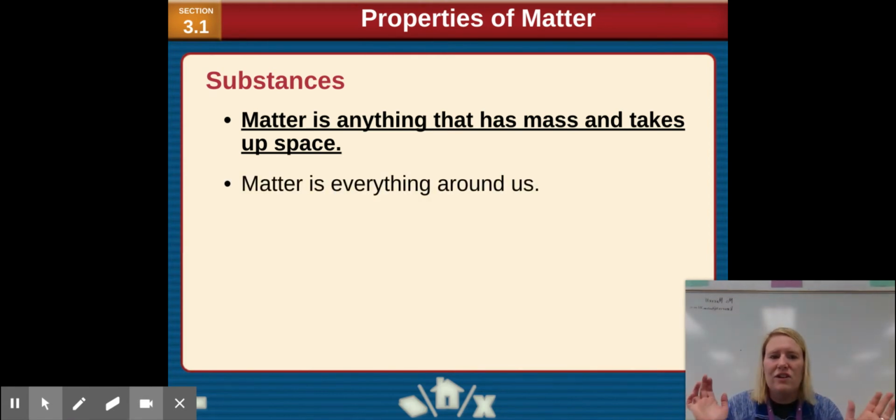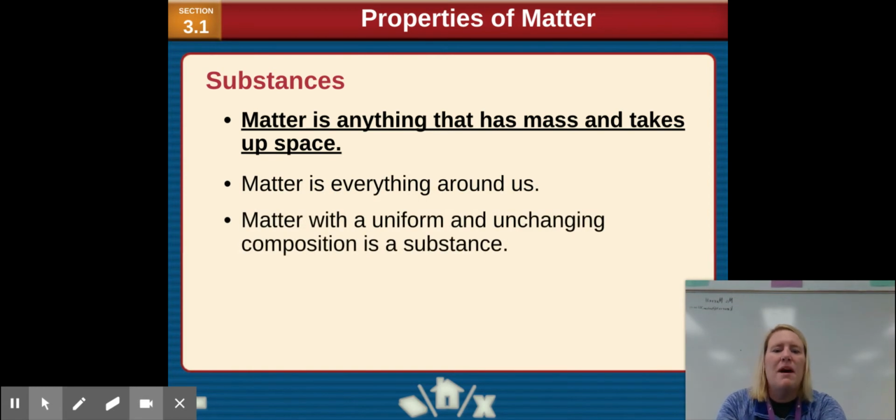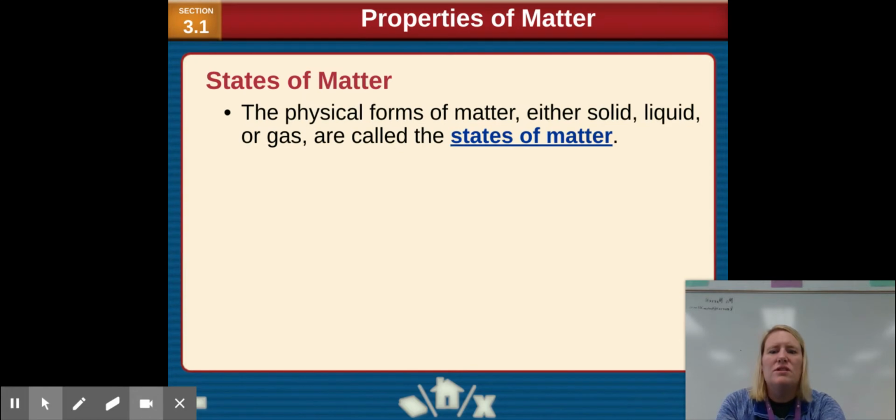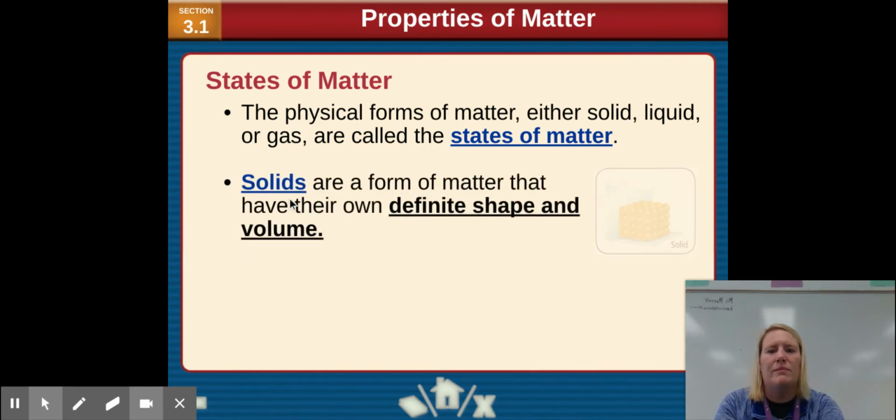Matter is everything around us. Matter with a uniform and unchanging composition we call a substance. So we should know that there are some main states of matter. The states of matter are solid, liquid, and gas, and those are the main ones that we'll be talking about.